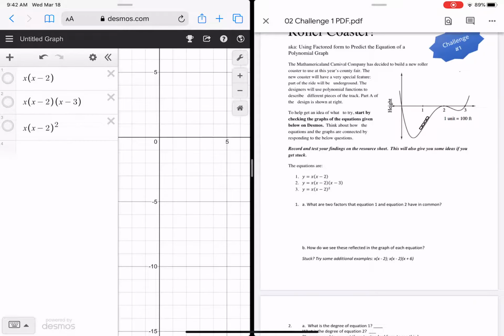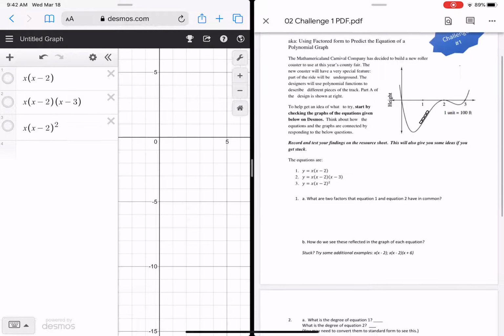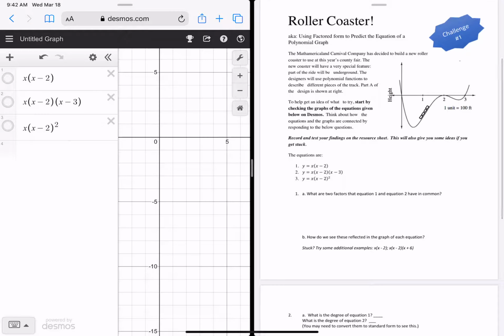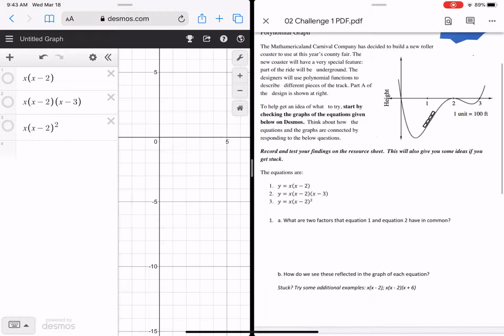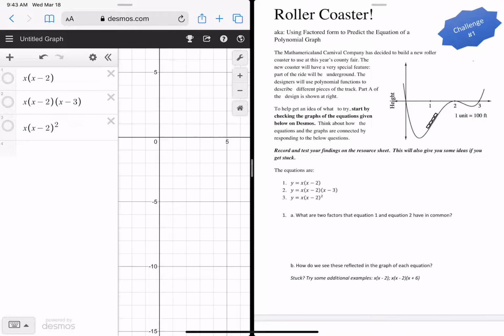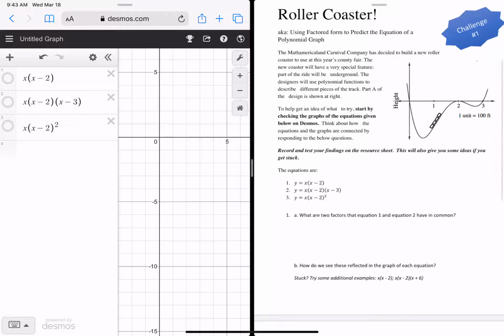All right, so the Math America Land Carnival Company has decided to build a new roller coaster to use at this year's county fair. The new coaster will have a very special feature. Part of the ride will be underground. The designers will use polynomial functions to describe different pieces of the track. Part A of the design is shown at the right. All right, so you can see part A right over here.